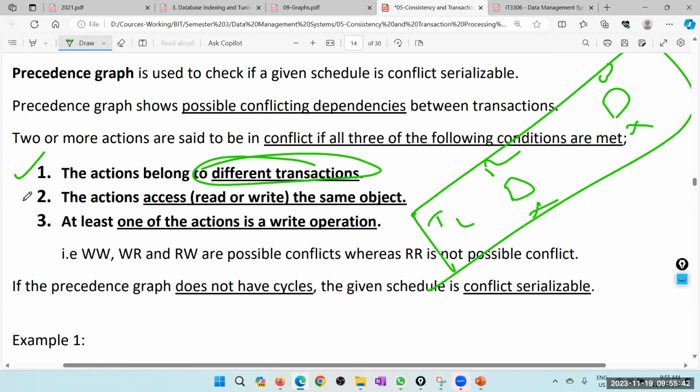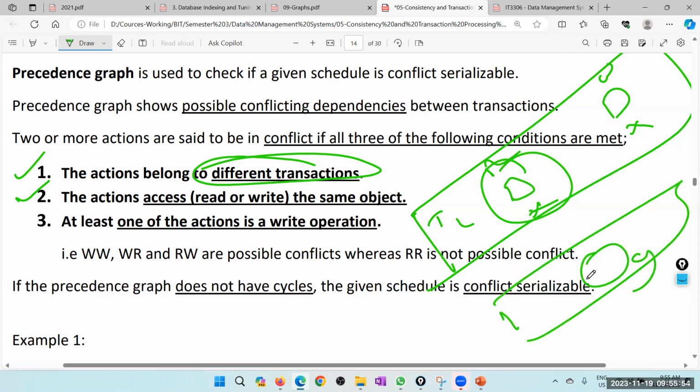The second thing is, conflict can happen only when you are referring to the same object, the same data. Say this transaction is writing X data, and the other transaction is writing Y data. No issue, because this is X data and this is Y data. So if it is different data, you don't have to worry. If it is the same data, only then you have to worry. So that means same data, different transactions. Even the same data doesn't matter within the same transaction.